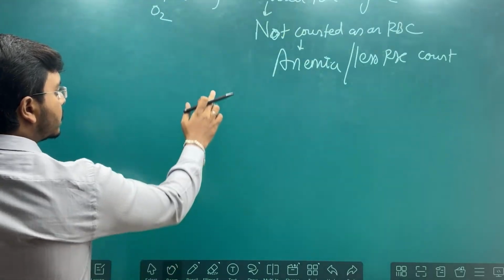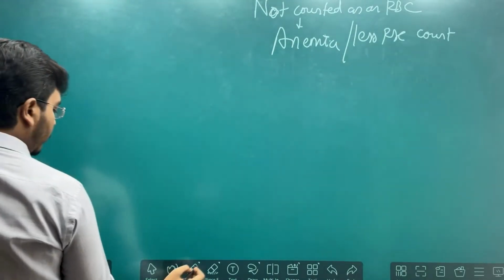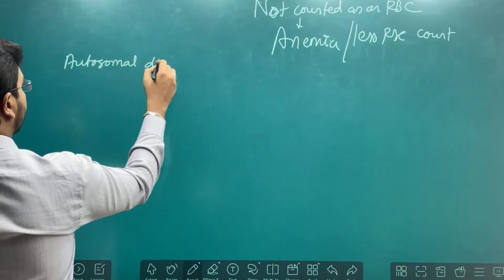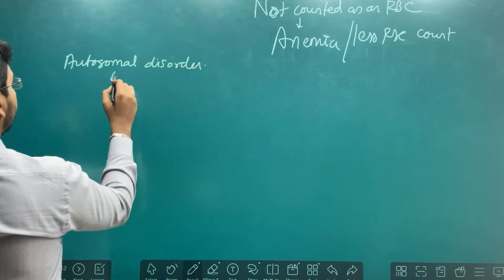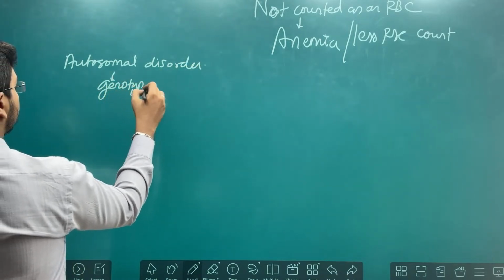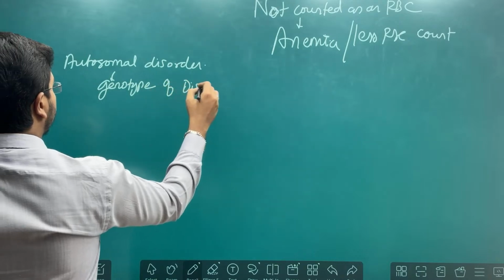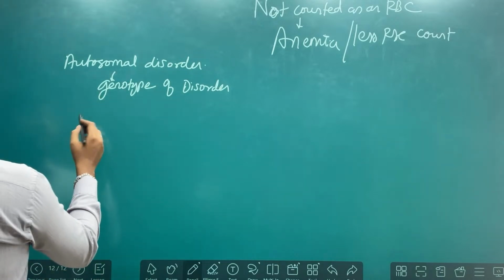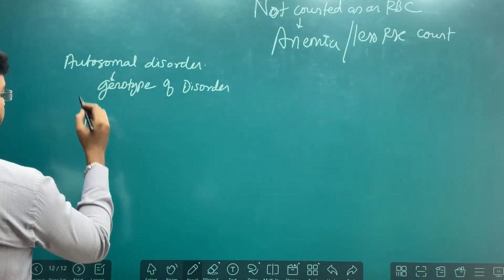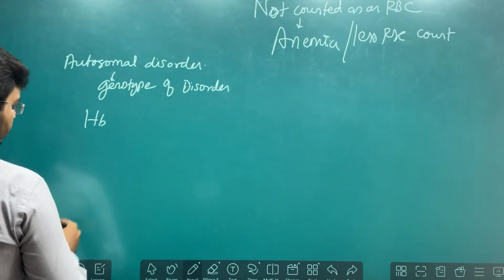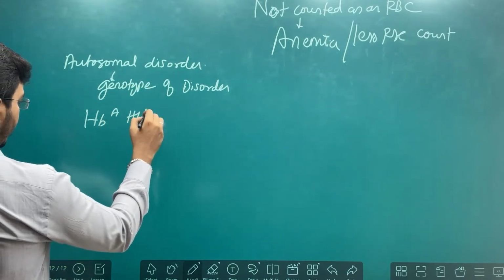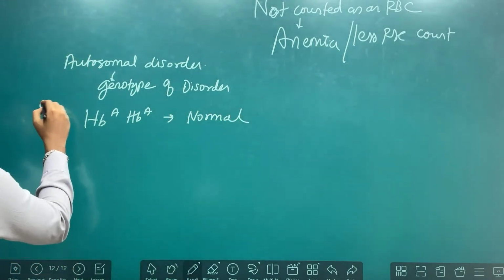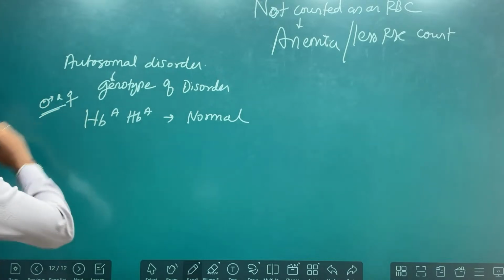Next question, if it is an autosomal disorder, what will be the genotype of this disorder? What is the gene controlling this? HB. What is HB? Hemoglobin. HbA, HbA, let's say they are normal. This is for both male and female.